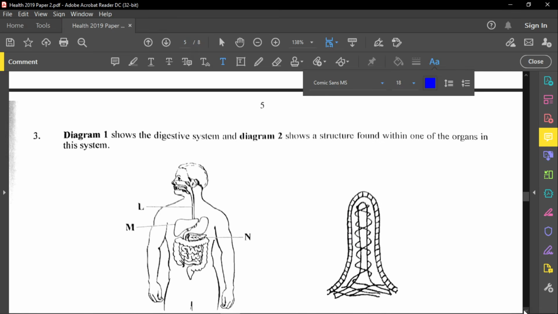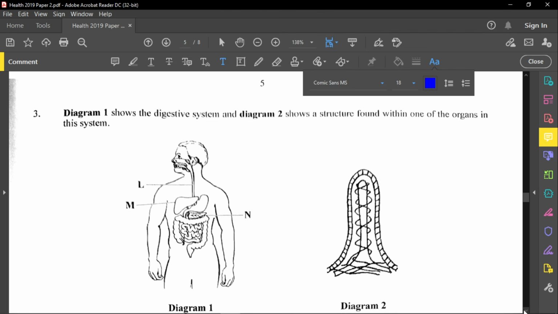All right, for question number 3, and this is halfway through, it said diagram 1 shows the digestive system, and diagram 2 shows a structure found within one of the organs in this system. All right, and so we have some labeling right here. So this L is the esophagus. Let's put that in real quick. And M is the liver. Let's put it right here. So M is the liver.